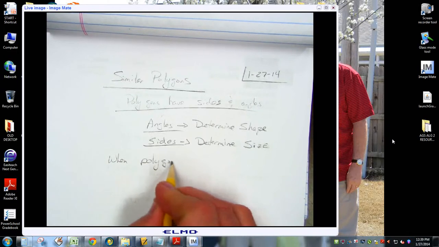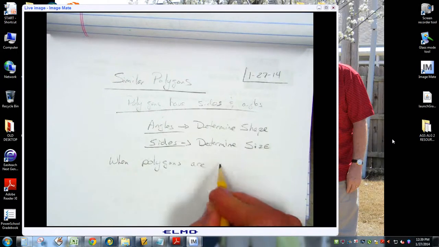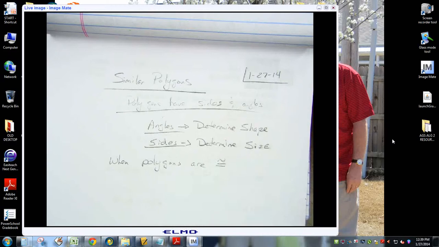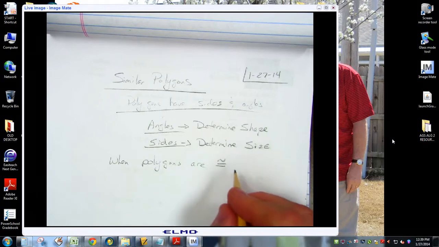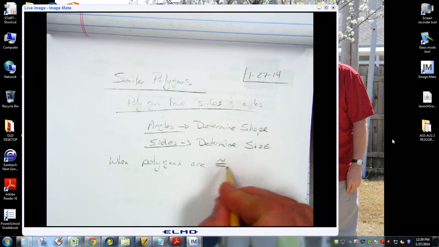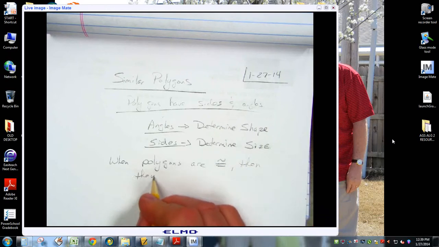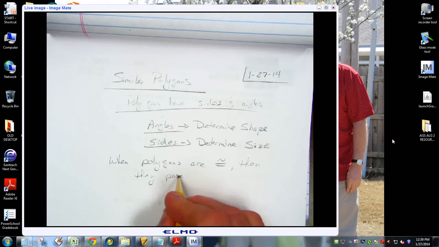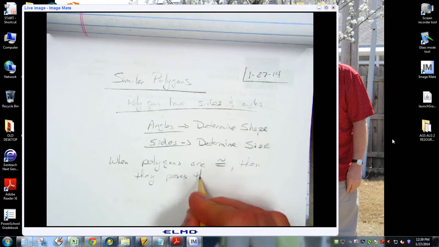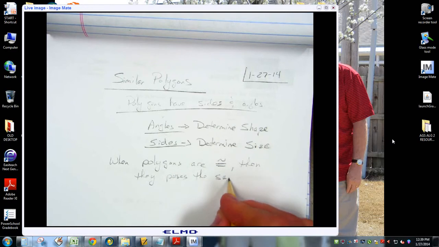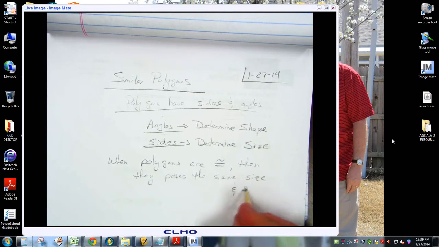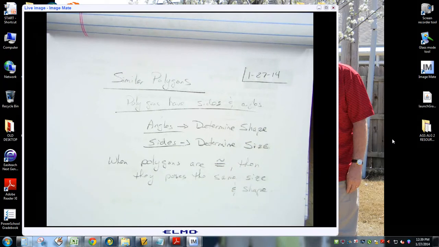When polygons are, what's this word mean? Or what's that symbol mean? Congruent. Then they possess the same what? Size and what? Shape. This is all review, right?